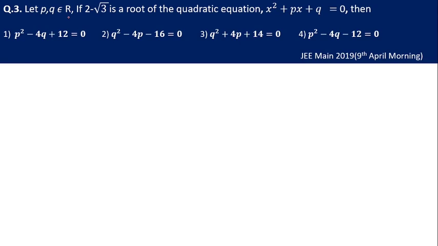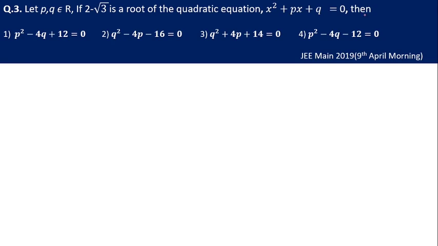Let p and q belong to real numbers. If 2 minus root 3 is a root of the quadratic equation x square plus px plus q is equal to 0, then... When a question stops at "then", it creates a little tension, because what to do is not mentioned.